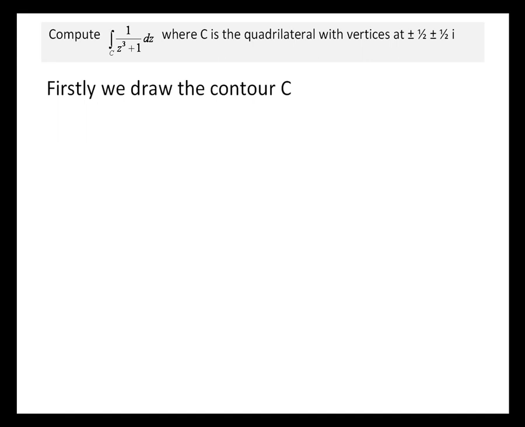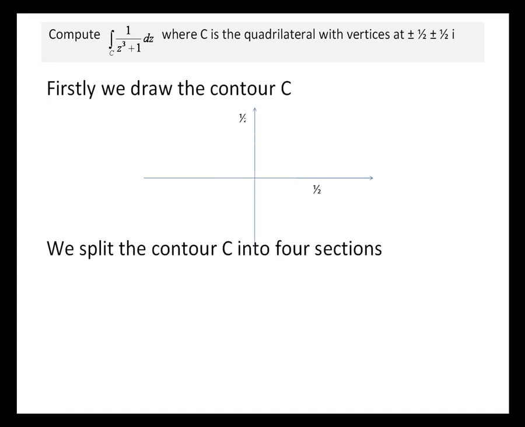So the first thing is we draw out the contour C. We're going to split the contour C into 4 different sections. So let's label the points a half, a half i, minus a half, and minus a half i in the Argand diagram.